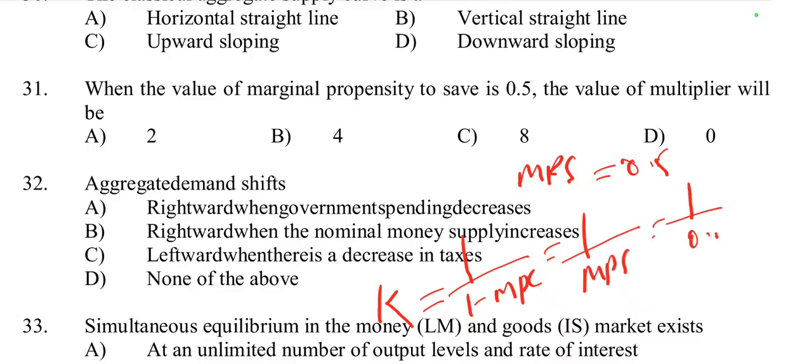So 1 by 0.5. 1 by 0.5 means you can say 10 by 5. So 5 to the 10. So 2 is the right answer. 31, option A is the right answer.